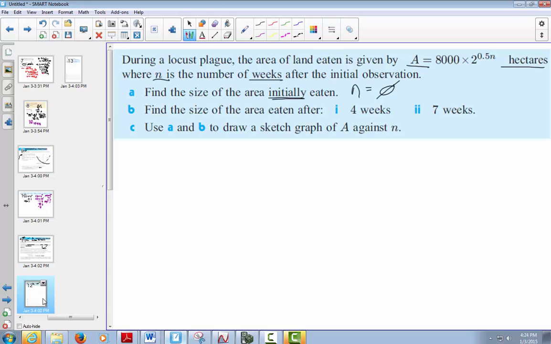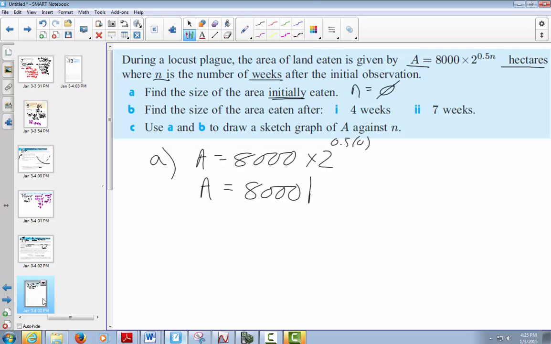So we sub that into the equation. For part A, we sub in n equals 0, so I have A equals 8,000 times 2 to the power 0.5 times 0. Well, 0.5 times 0 is 0, and 2 to the power 0 is just 1. So our initial area is going to be 8,000 hectares. Nice? Useful? Find the size of the area eaten after 4 weeks and after 7 weeks.